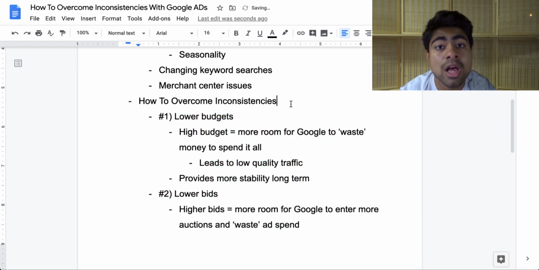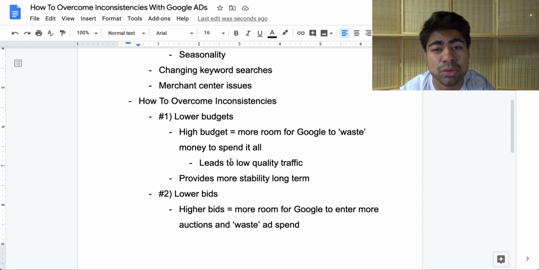The first thing is lowering the budget. Now, before I explain why you should lower the budget, you want to understand that a high budget is usually going to mean more room for Google to waste your money on ad spend and just spend it all as much as it can, because again, as I mentioned earlier, Google is a business. It wants your money, period.